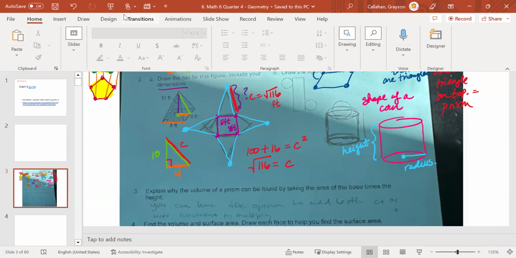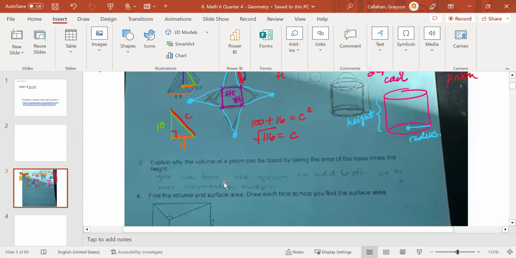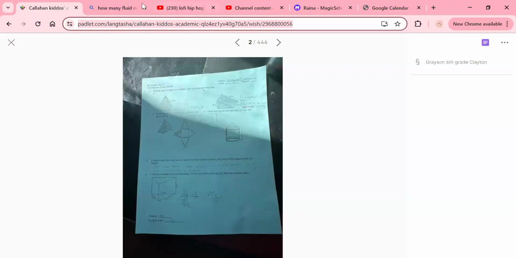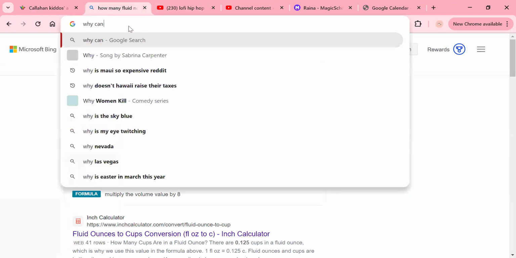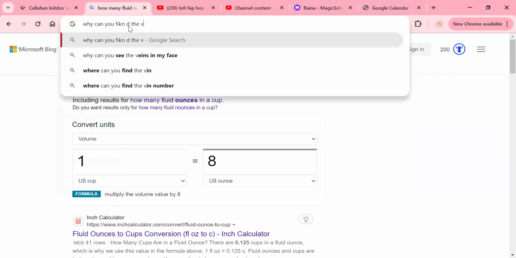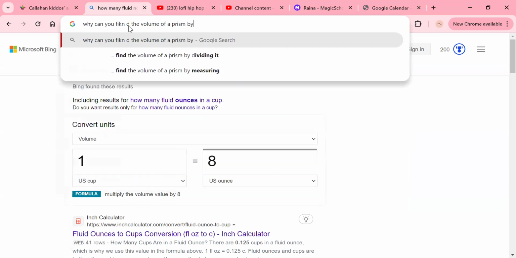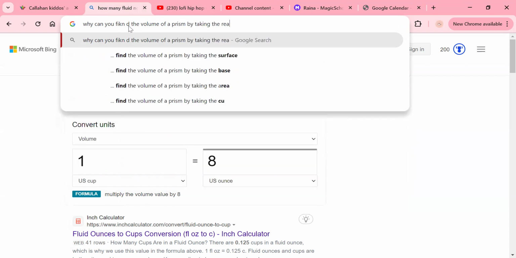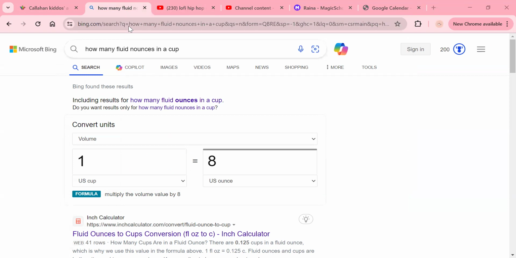Okay. Number 3, read the question, please. Explain why the volume of a prism can be found by taking the area of the base times height. Okay, what did you write? Read it. My answer doesn't match the question. If you're not sure, Google it.